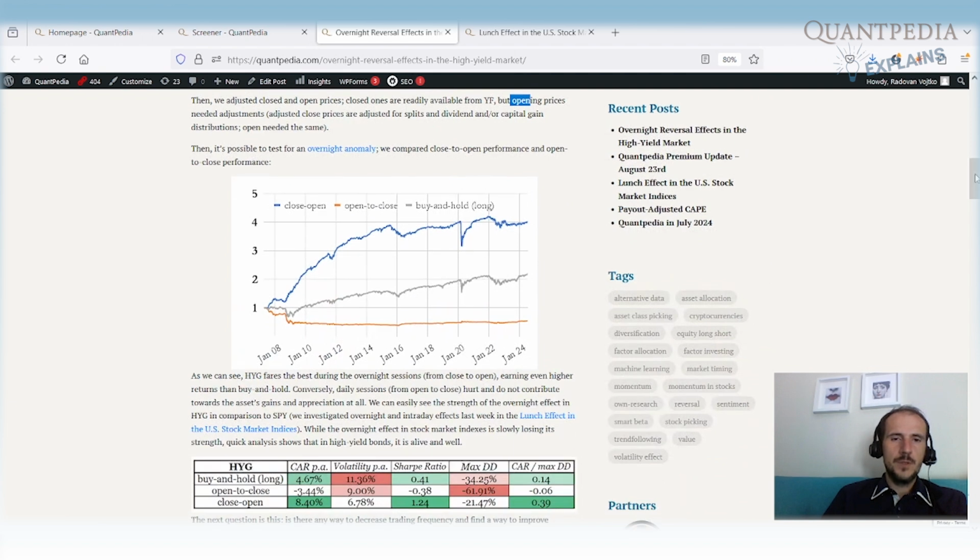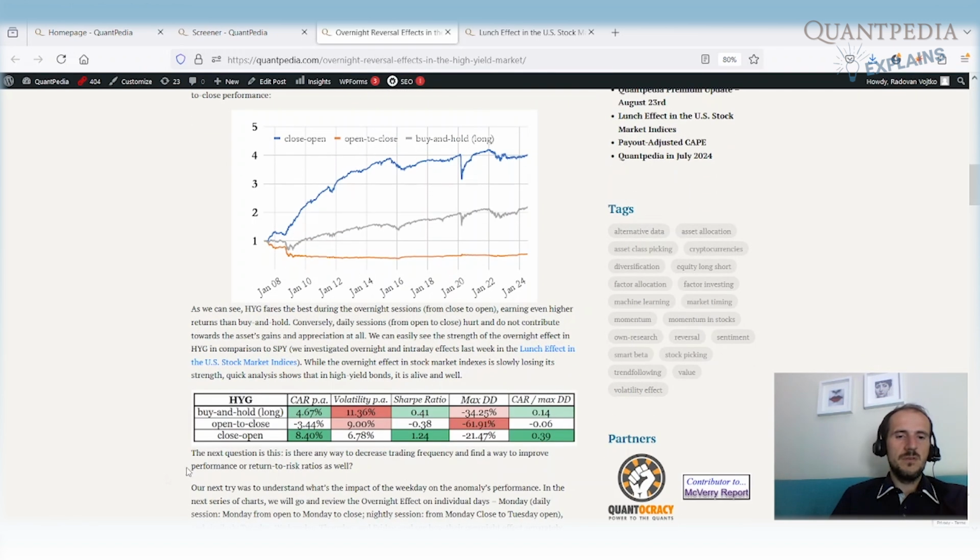Here is the first chart. In the first chart, we can see the performance of the underlying ETF, the gray line, and then the performance of the overnight session, which is the blue line, and the performance of the intraday session, which is the orange one. As you can see, the buy and hold of the ETF gives us something more than 4.5% performance over the year. The close to open session has more than 8% performance, and the open to close session has minus 3% performance. So there is a significant spread between open to close and close to open, so between the intraday session and the overnight session.